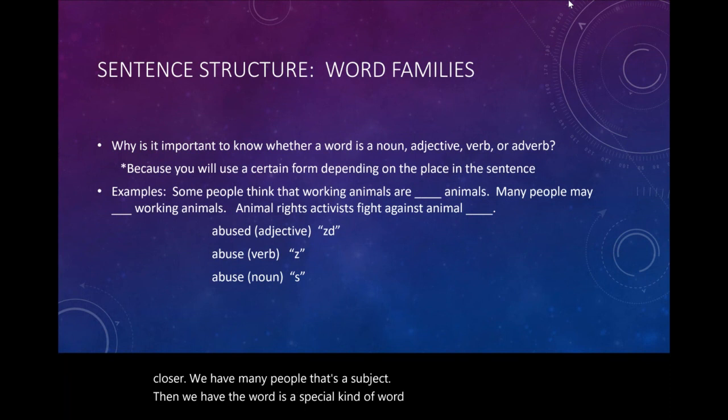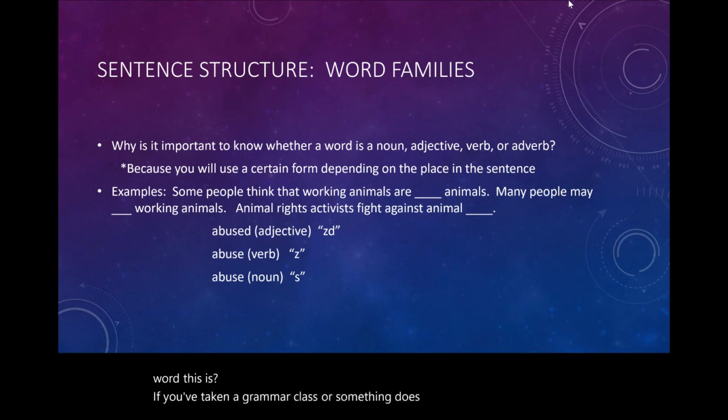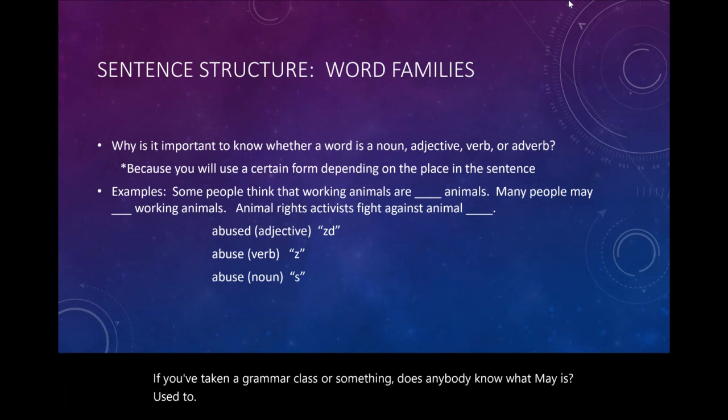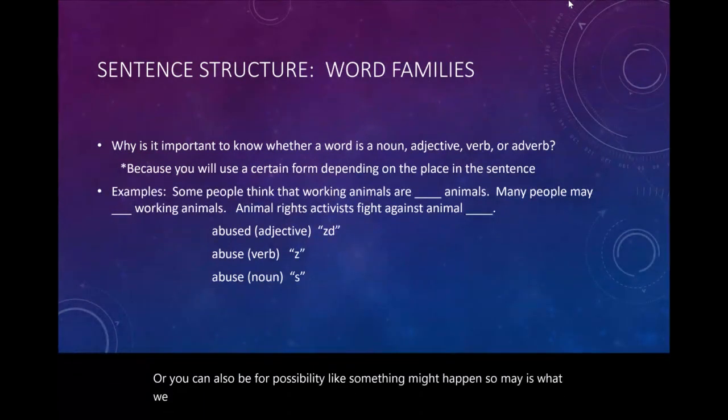Does anybody know what type of word this is? If you've taken a grammar class or something, does anybody know what may is? Use to. Used to? We can use this word for permission, teacher. Yes, you can use may for permission, or also for possibility, like something might happen. So may is what we call a modal, or an auxiliary verb. It's a part of a verb.